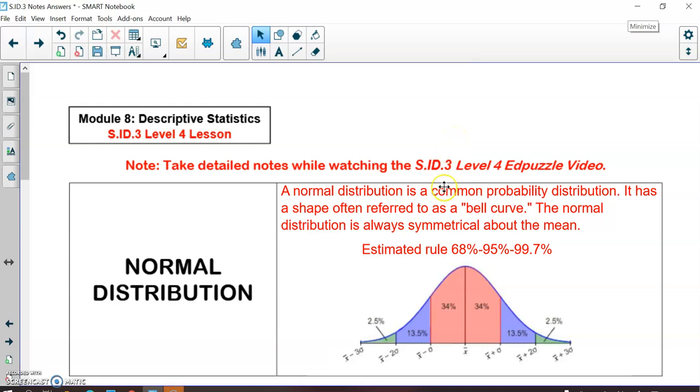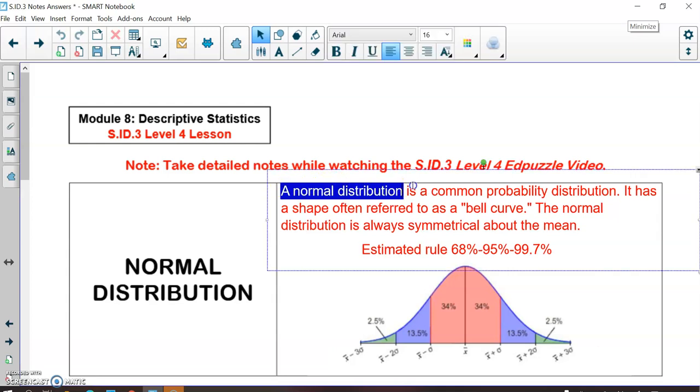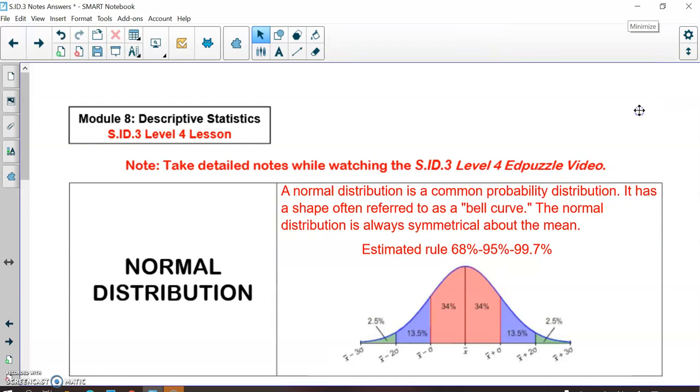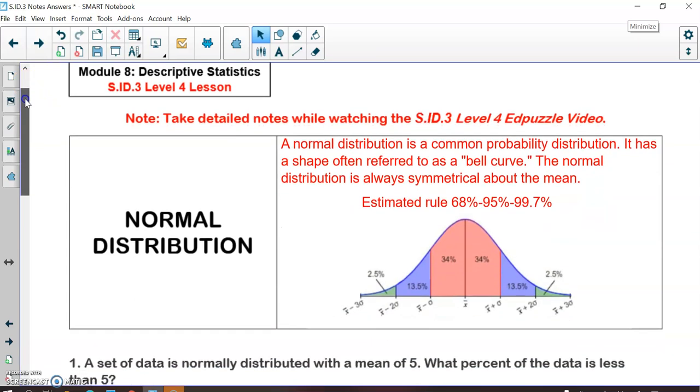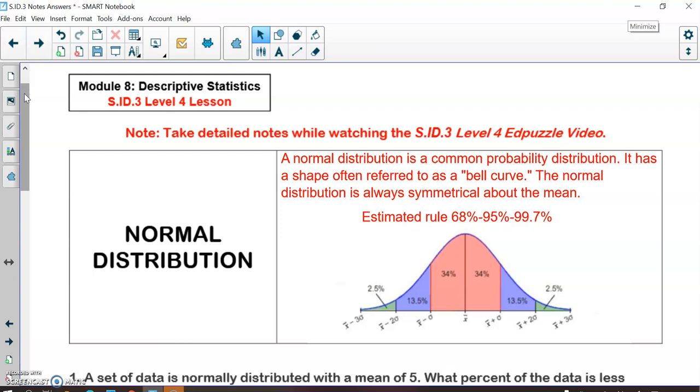All right, so a normal distribution is a distribution that follows the bell curve. It is considered symmetrical about the mean, but it doesn't have to be perfectly symmetrical. A normal distribution is a very common probability distribution. Like I said before, it's very rare to have a perfectly symmetrical data distribution. However, it is perfectly common to have an approximately symmetrical distribution, and that would be called a normal distribution.